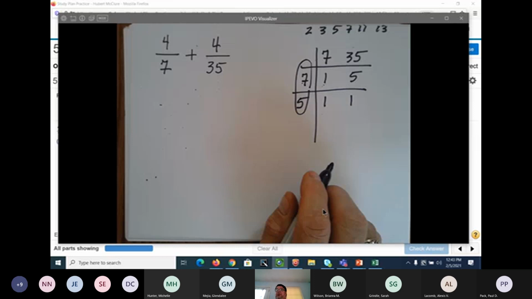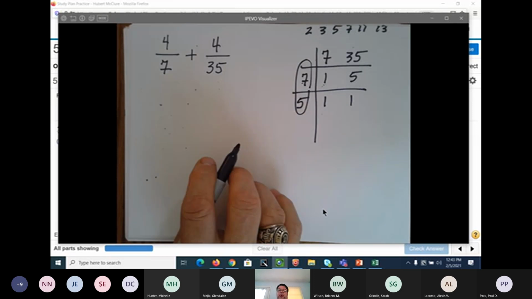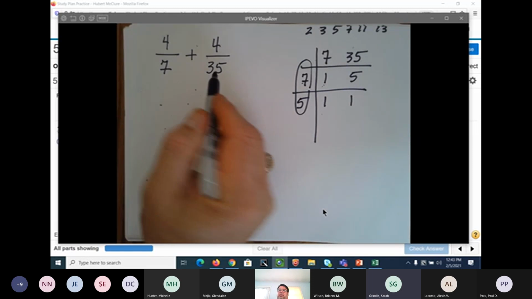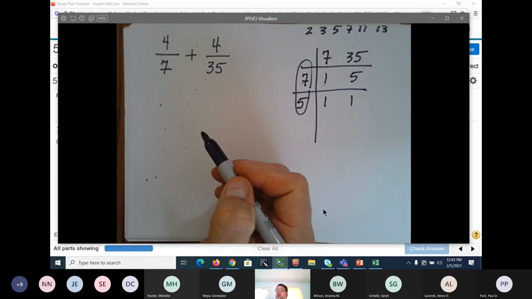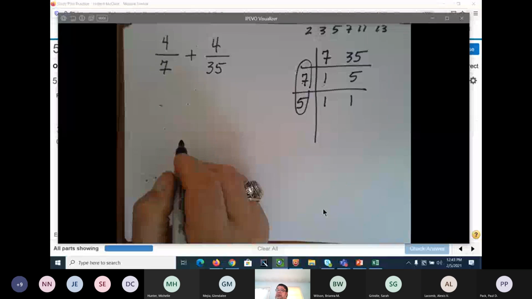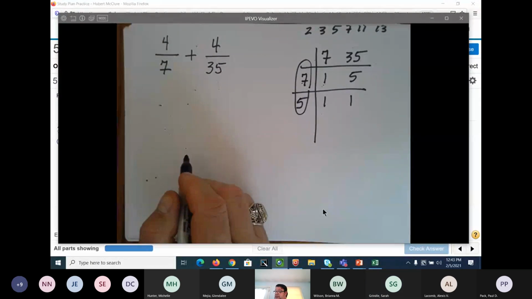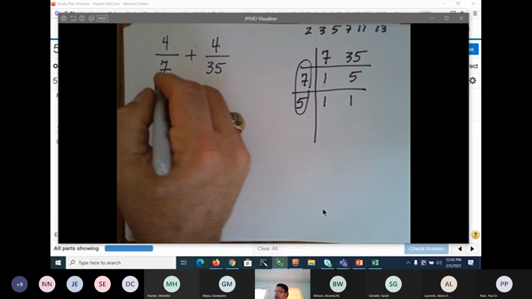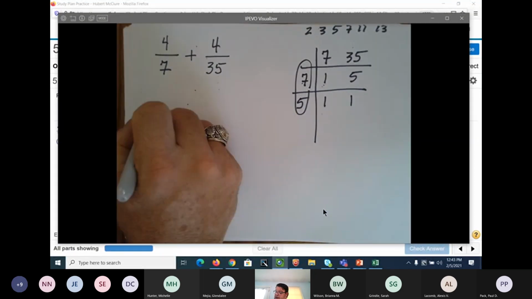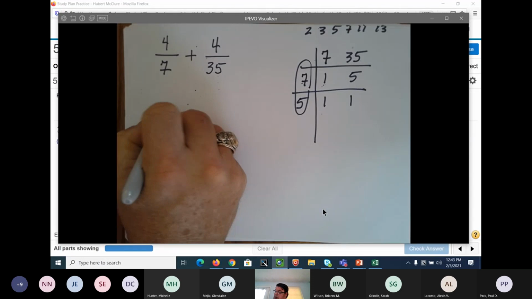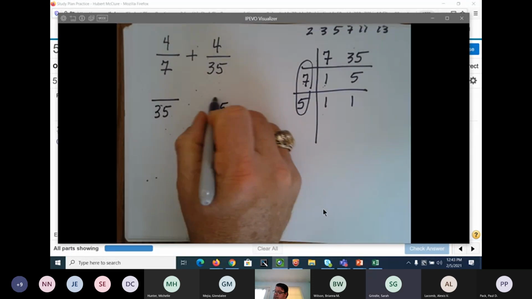Now, this does not happen all the time. This only happens when you have a prime number that will go into a composite number. So you can't say, oh, that's going to happen all the time. No. And you can't say, I'm just going to multiply 7 by 35. Okay. And you'll get 245, I believe. That's not a good number to work with. So I'm going to do it the way it's supposed to be done. I'm going to put a 35 here, and I'm going to put a 35 here.